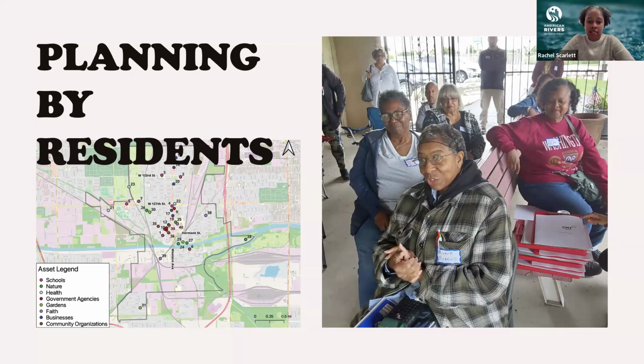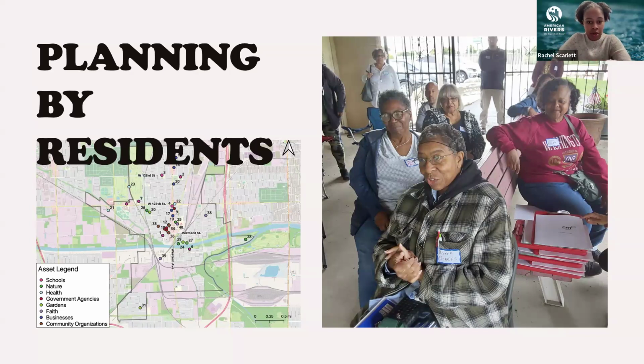We started with a general asset mapping session where we asked questions like, what are the places that are important to you and your family in your community? And then we worked to highlight assets that could help with flood mitigation. So we asked questions like, what flood-prone area has the most assets? How may these assets be used together to address flooding challenges? So you can see on the map here that we mapped assets like schools, natural areas, health resources, government agencies, gardens, faith organizations, businesses, and community organizations.